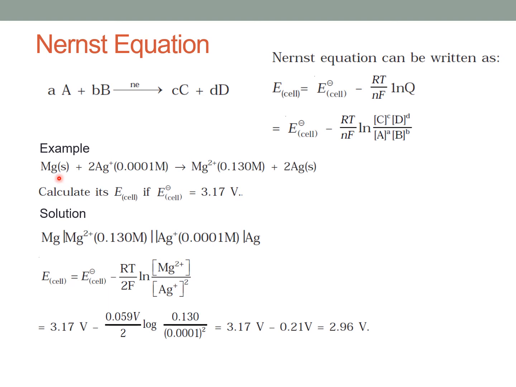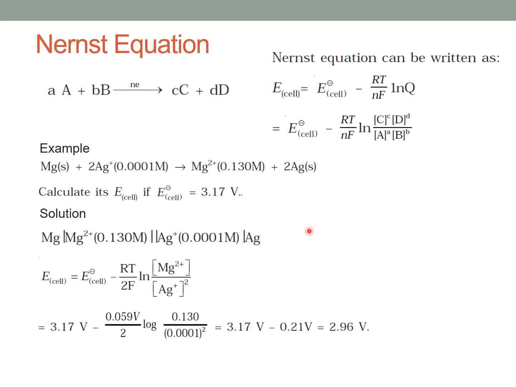First you write the cell. Magnesium is the oxidizing anode, so write on the left side magnesium 2 plus ions, where the concentration was given, then you put the salt bridge, 2 vertical lines, then silver plus and silver. When you write the reaction, it is magnesium plus 2 Ag plus. So the number of electrons involved: Mg2 plus, so 2 electrons, because 2 silver plus ions take 2 electrons.